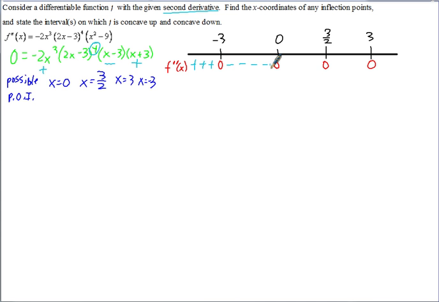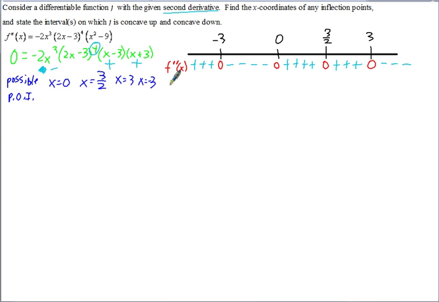Between 0 and 3 halves, you can test 1. 1 cubed is 1 times negative 2, negative. 1 minus 3, negative. 1 plus 3, positive. 2 negatives times a positive is positive. Between 3 halves, which is 1 1/2, and 3, you can test 2. 2 cubed is positive, but times negative 2 makes it negative. 2 minus 3, negative. 2 plus 3, positive. 2 negatives times a positive is positive. And here you can test 4. Cubed is positive, but times negative 2 makes it negative. 4 minus 3, positive. 4 plus 3, positive. 1 negative times 2 positives, it is negative.